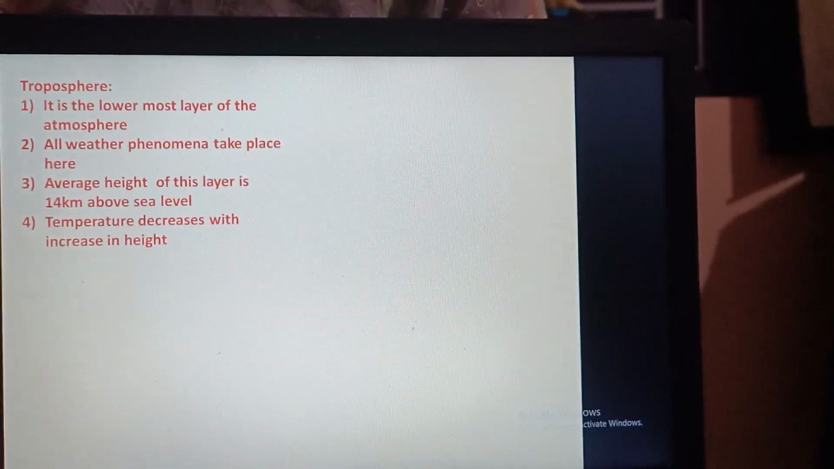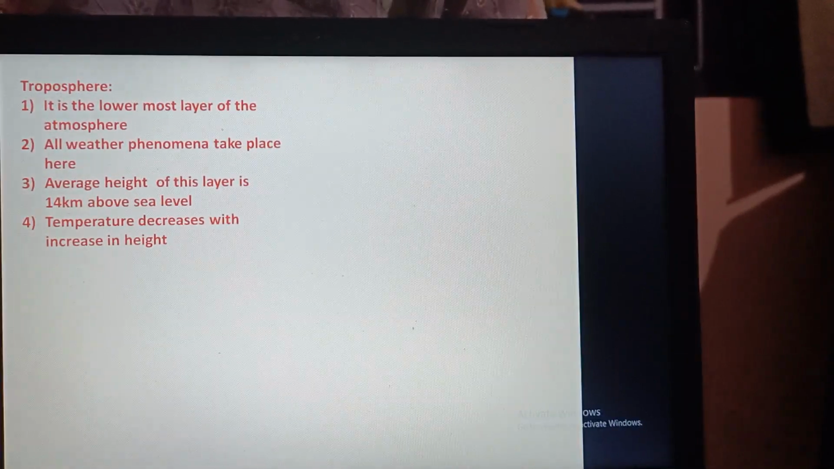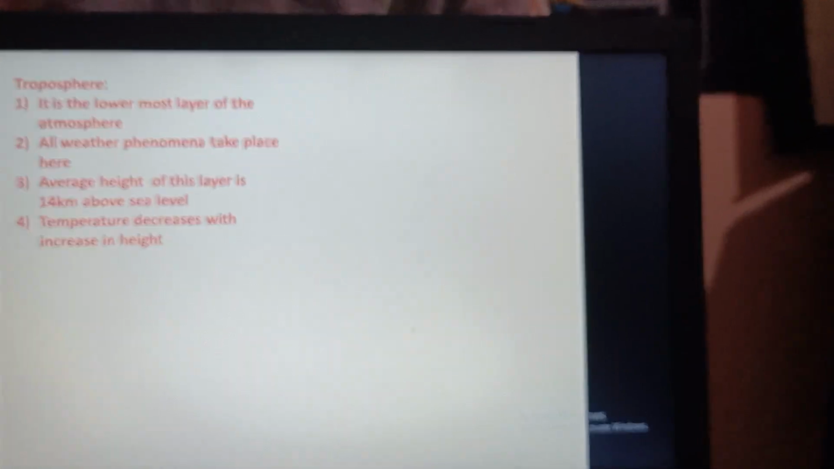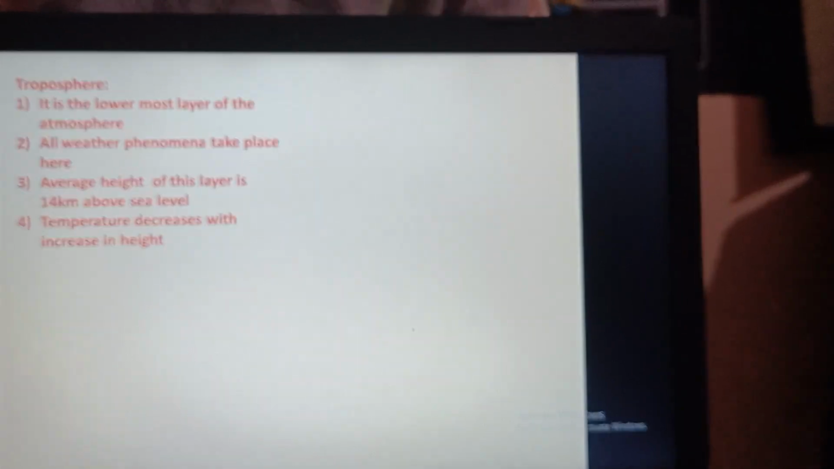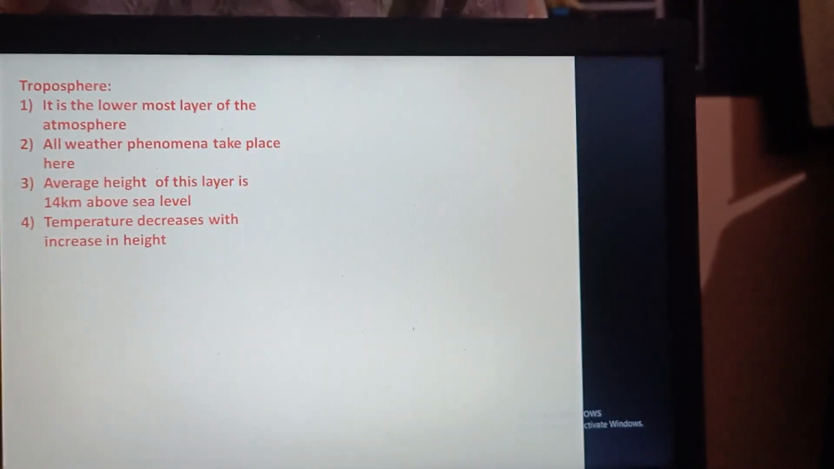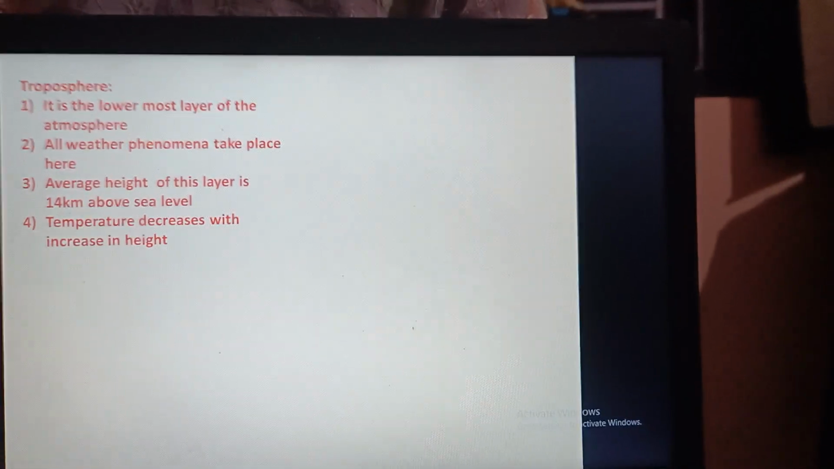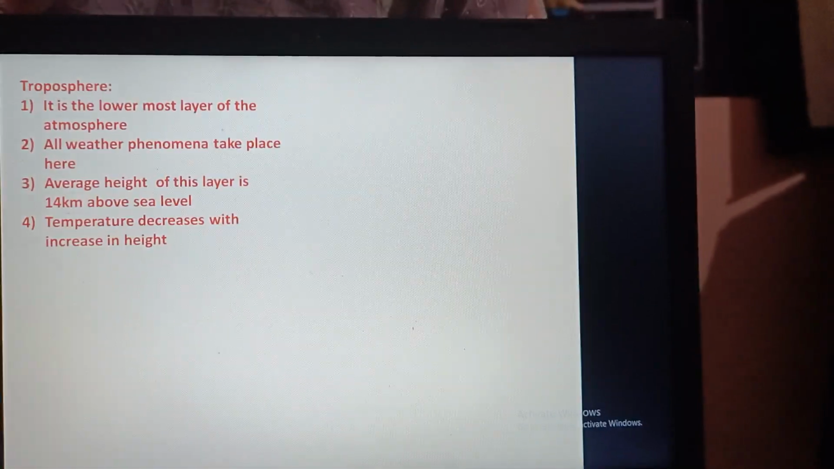Average height of troposphere is 14 kilometers. The height of troposphere in the polar areas is about 8 kilometers and 16 kilometers in the equatorial areas. There is a decrease of temperature with increasing altitude, meaning the temperature decreases with increasing height.